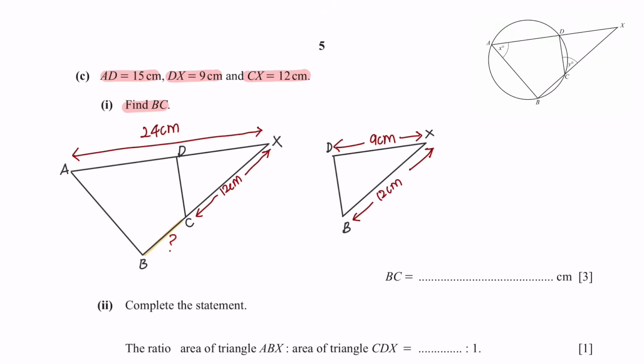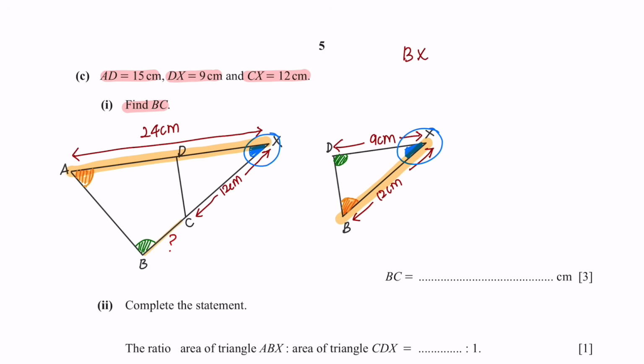So if we split this triangle, this is what it looks like. And we know that this angle here is corresponding with this angle over here, whereas this angle B corresponds with this angle over here. And these two triangles have a common angle over here, which means that this line here corresponds with this line over here. So BX is just a smaller version of AX.